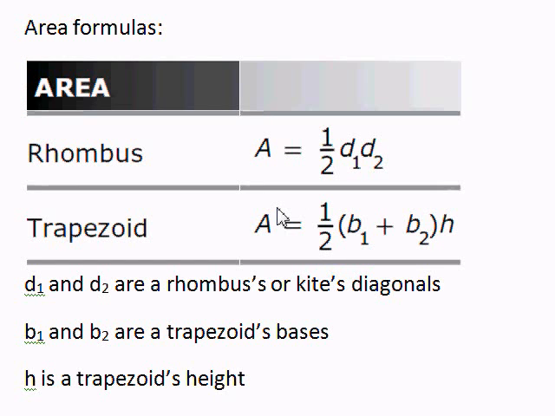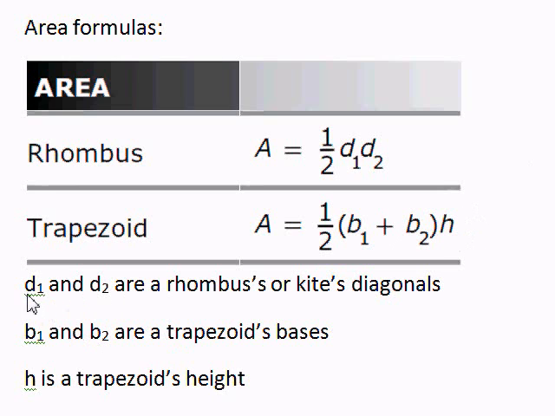It'd be a good idea to go ahead and write these down so that you can use them while you're working on your assignment. Now, the area of a rhombus is 1/2 of the diagonals being multiplied together. Diagonal 1 times diagonal 2. The area of a trapezoid is 1/2, add the bases, then multiply by the height.